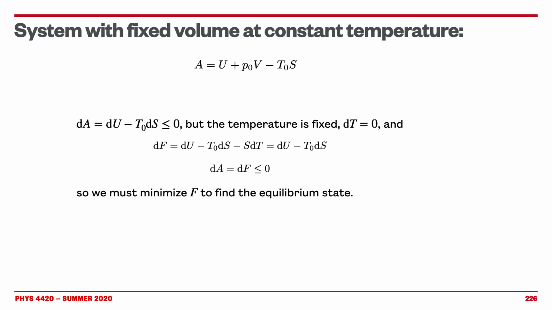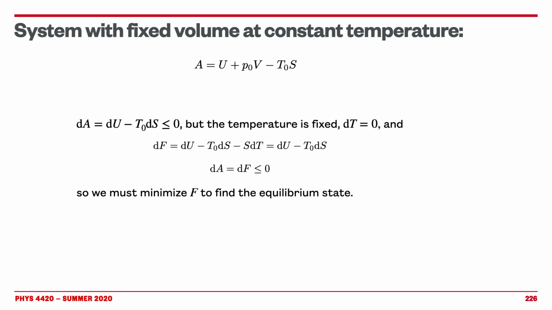So in other words, in this case, at fixed volume and constant temperature, the change in availability is the same as the change in Helmholtz free energy. And we know this is smaller or equal to 0. And again, the equilibrium state will be the one that minimizes F.